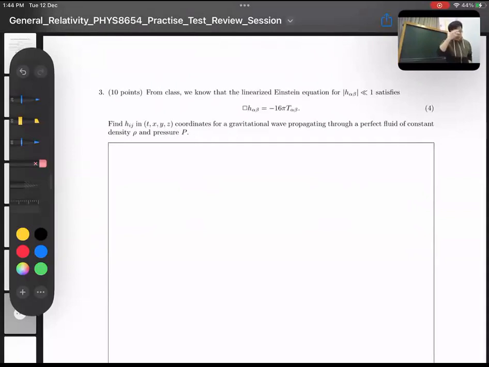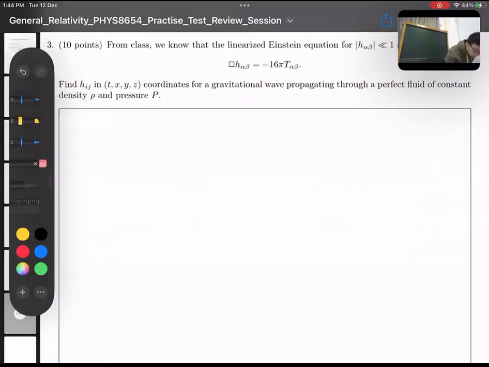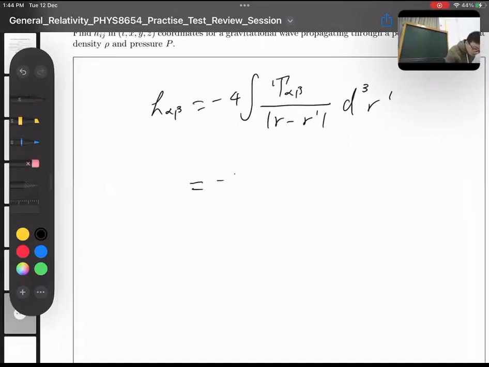For this question, I assume that you guys know from E&M how to solve this because this is quite general. So the solution is basically H alpha beta is equal to minus 16 pi, no, 16 pi over 4 pi, which is minus 4. Right? So how you do this, you just do minus 4.